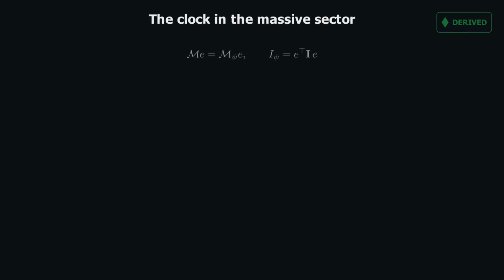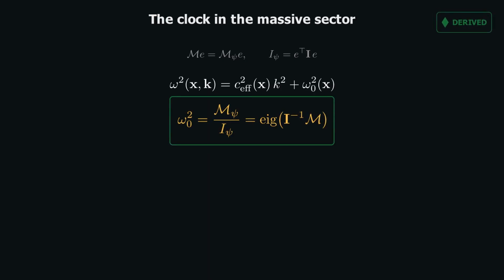Take any gapped mode, an eigenvector of the locking Hessian, with locking MSCI and inertia IC. Read its dispersion straight off the Lagrangian, in the lab, with no metric choice to make: omega squared equals the effective speed squared times k squared, plus omega naught squared. And omega naught squared is MSA divided by IC, an eigenvalue of inertia inverse times the locking Hessian. That is precisely the ACT mass gap.